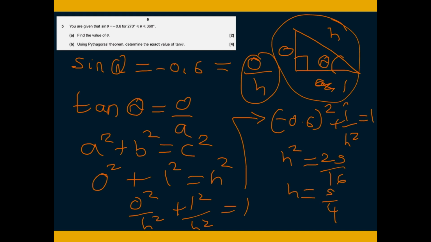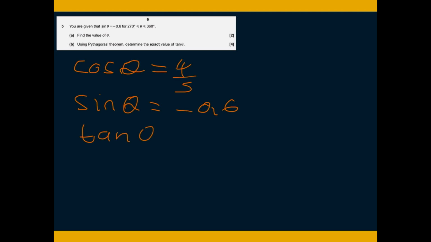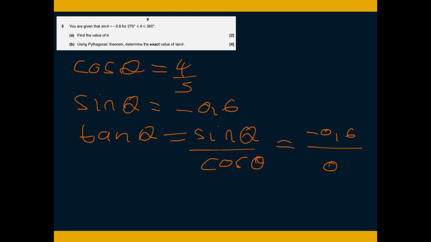Now we want to work out tan θ, and we know tan θ equals sin θ over cos θ, and cos θ equals the adjacent over the hypotenuse. Now the adjacent equals 1, so 1 divided by 5/4 equals 4/5. So cos θ equals 4/5. And tan θ equals sin θ over cos θ. So we get −0.6 over 0.8, which gives us −3/4.